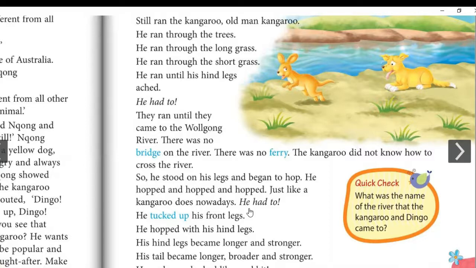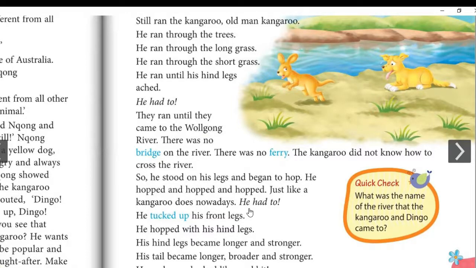The kangaroo did not know how to cross the river. So the kangaroo, his legs were so short, like a rabbit. He didn't know how to cross the river. So he stood on his legs and began to hop. He hopped and hopped and hopped, just like a kangaroo does nowadays. He had to. So he tucked up his front legs and hopped with the hind legs.